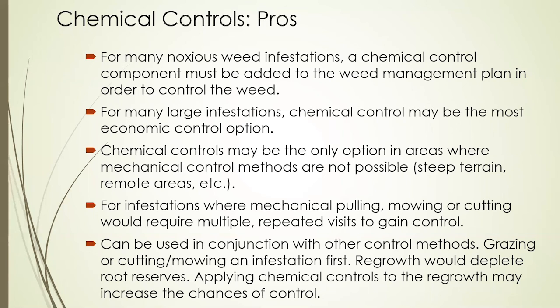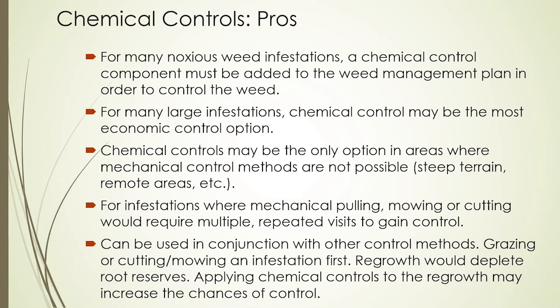For lots of large infestations, chemical control may be the most economic option because you're not going to be able to hire enough people or get enough volunteers to come out there and do mechanical control. It may be the only option in areas where you can't get mechanical control equipment in, if it's steep terrain, if it's very remote areas. For infestations where mechanical pulling, mowing, cutting will require multiple repeated visits to gain control, a chemical control may be the most economic. You can use chemical controls in conjunction with other control methods.